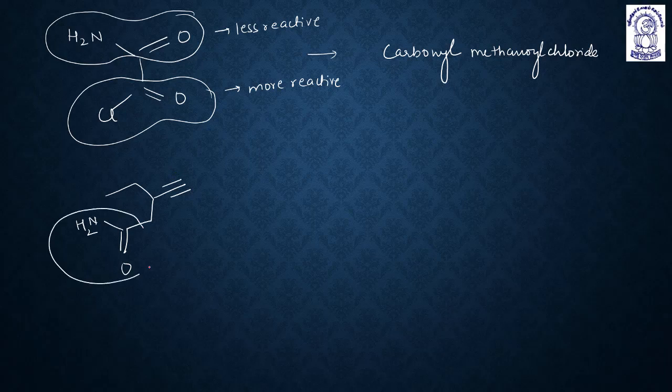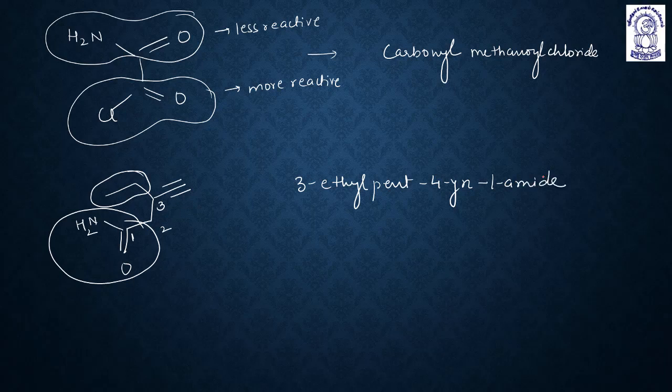This is acetamide, which is the principal group attached with the alkyne. Alkyne will be taken as a prefix. And on the third carbon, we are having an ethyl group as well. Okay. So it will come one, two, three. This is the side chain. Okay. So 3-ethylpent-4-yne-1-amide. Okay.